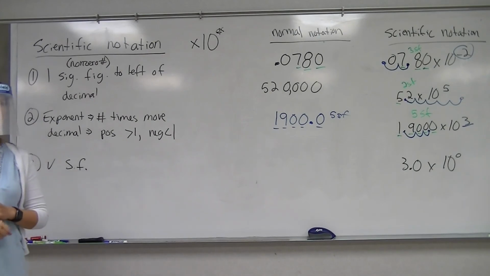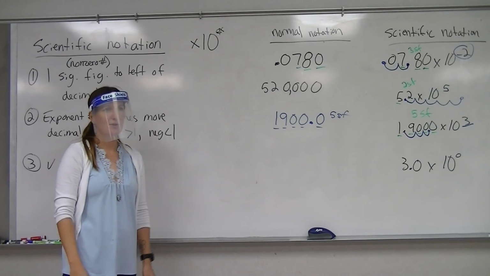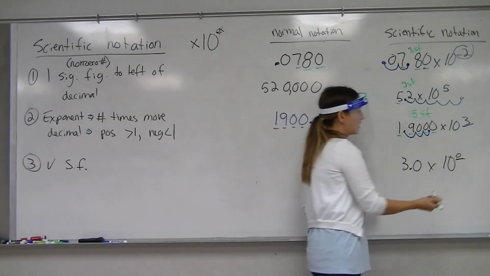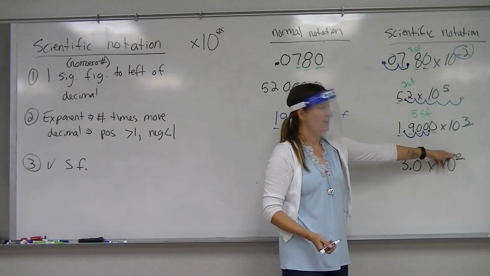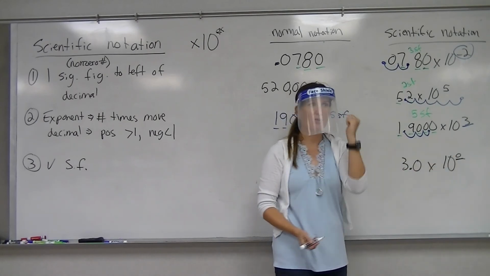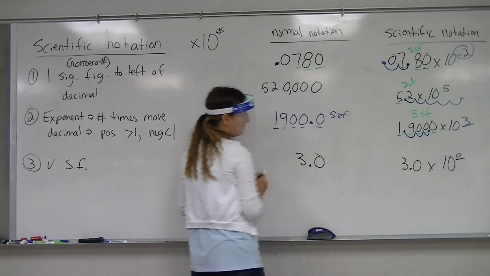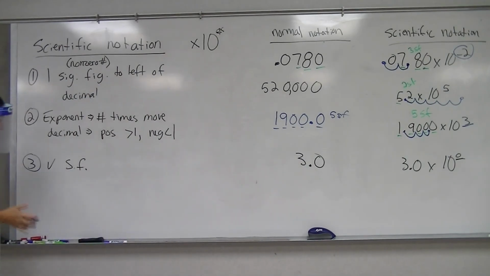Last one's a trick question. It's just 3.0. Okay, so whenever you're raising to the power of 0, well, the exponent tells us how many times to move the decimal point. And this is telling us you move the decimal point 0 times. So if you move the decimal point 0 times, it's the same number. So it's just 3.0.